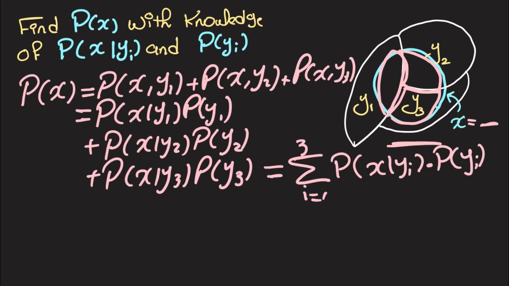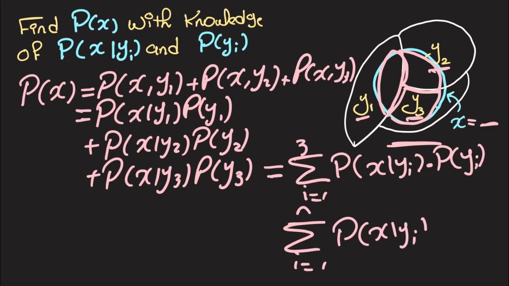Now, let's say we had n classes instead of just 3. The summation is going to become from i equals 1 to n of p of x given yi multiplied by the probability of yi. And this is all we needed to do for this problem.